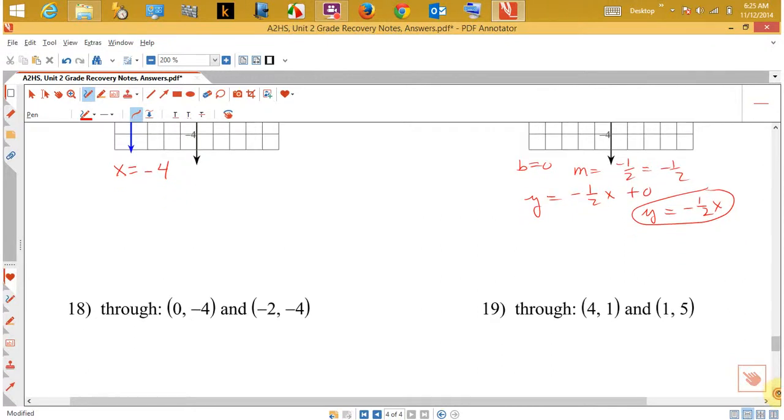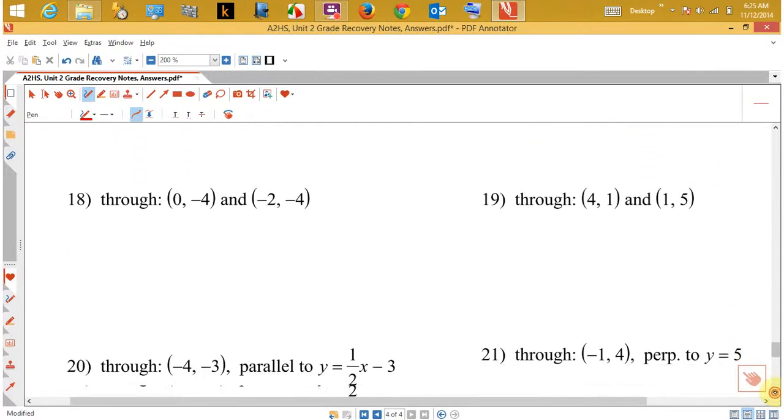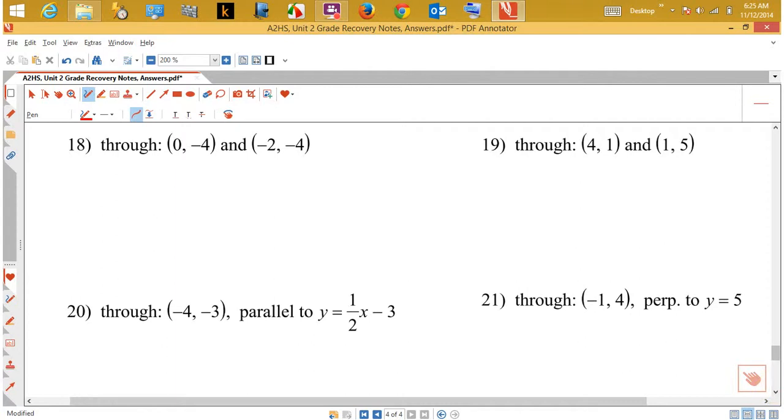Okay, we're writing the equation of the line. So this is the one where I could use point slope or slope intercept. So let's go ahead and just find the slope of this line. m is equal to a negative 4 minus a negative 4 all over a negative 2 minus 0. That would be equal to a negative 4 plus 4 all over negative 2. That's 0 all over negative 2. So my slope is equal to 0.